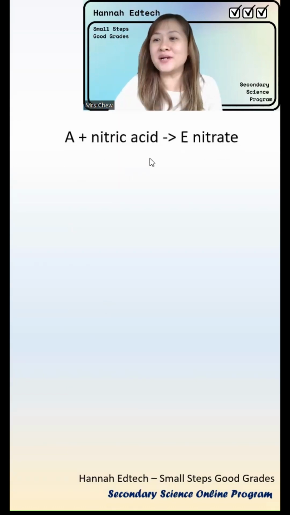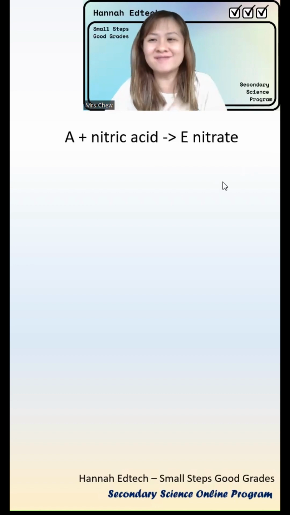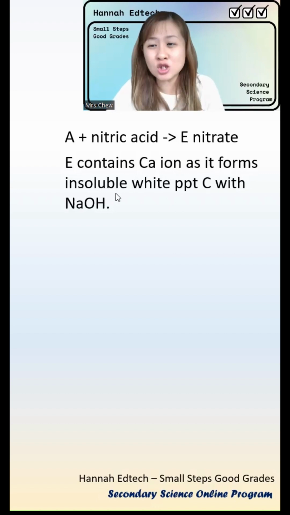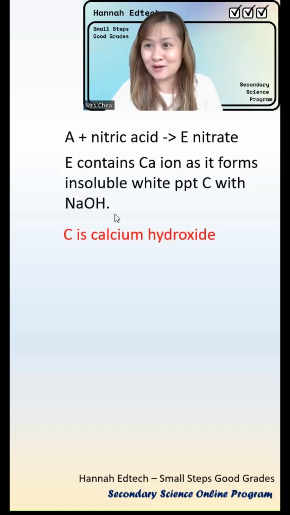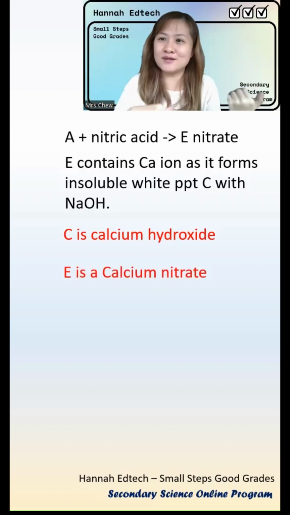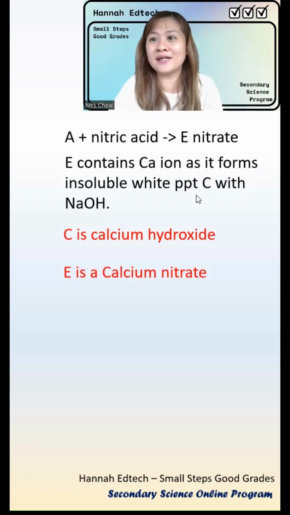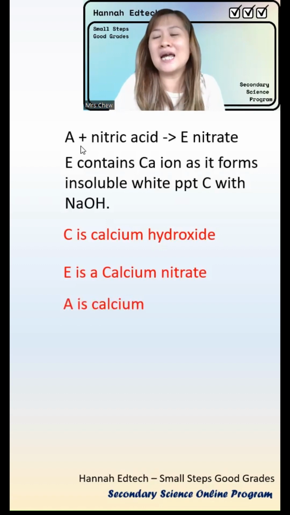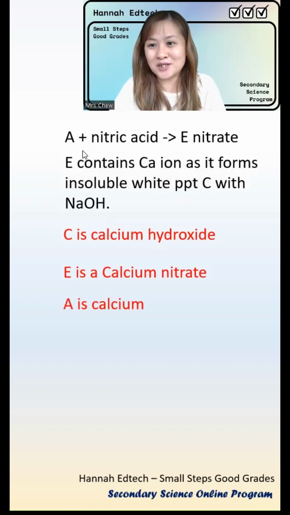So A reacts with nitric acid to give us E. Please write a nitrate in the question for your notes taking. And E contains calcium ion as it forms insoluble white precipitate C with sodium hydroxide. So C is calcium hydroxide. We have C out already. E, hence, will be calcium nitrate because we already know the anion here is a nitrate. We don't know the method, but now we do. So E is calcium nitrate. And A is definitely calcium because it is a metal as stated in the question.